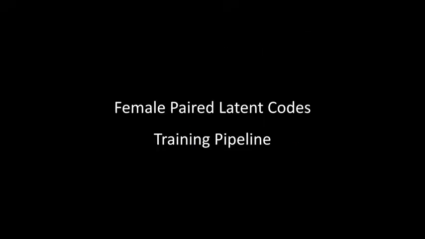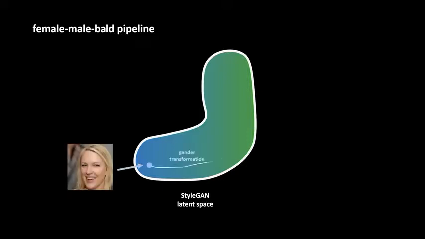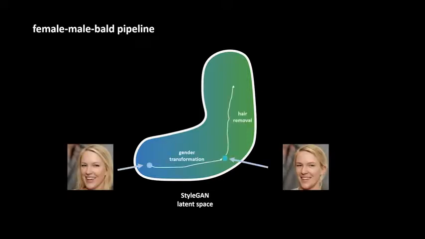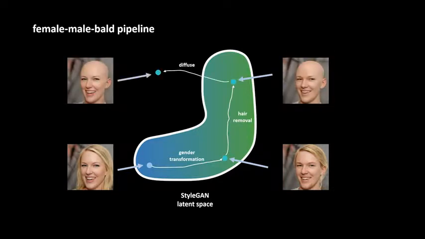In this section, we introduce the female training pipeline. We introduce a novel female-male-bald pipeline to solve the problem that the sampling of the bald female is invalid in StyleGAN latent space. We first transform female to male, then remove the hair of the male latent code to get a bald male portrait, then diffuse it with the original female portrait. For the details, please refer to our paper. Finally, we train the final HairMapper on paired data of both males and females.